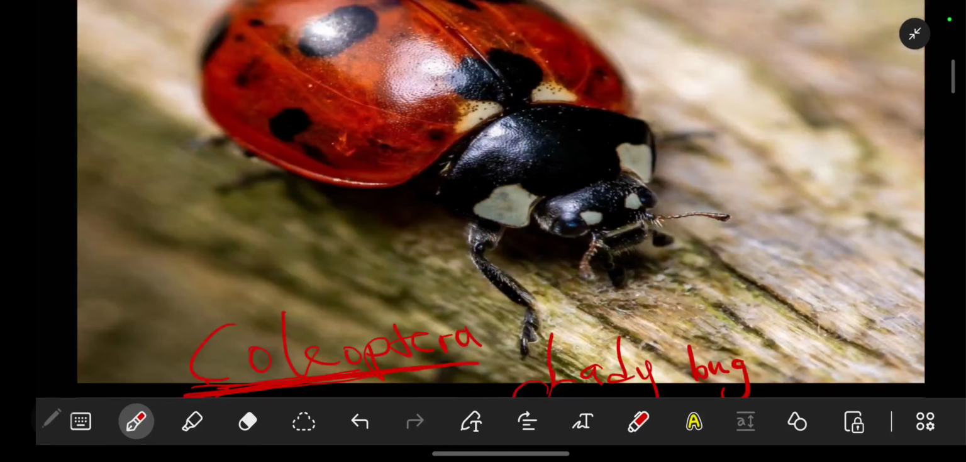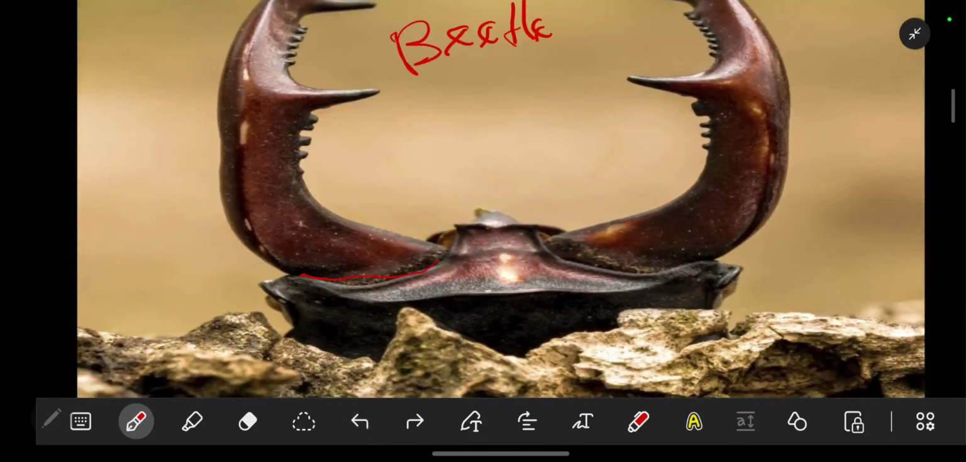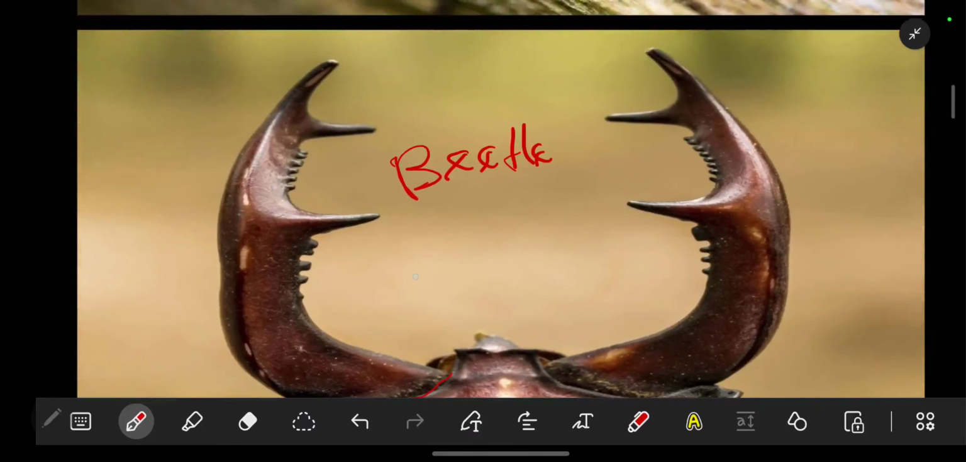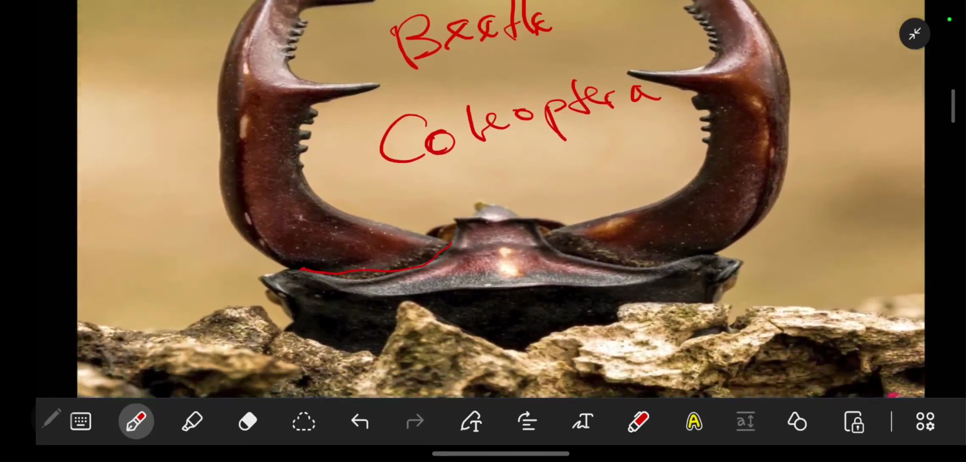So as we have seen, even the beetle is very hard, like this, very hard. So this belongs to the order which we have said, Coleoptera. They also have chewing mouth parts. So let's move on to our next one.